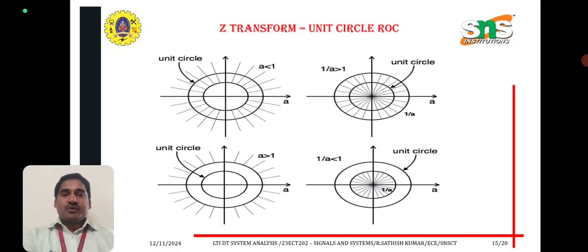This is the Z transform unit circle ROC. When A is less than 1, the outside of the circle, greater than A, is nothing but ROC. 1 divided by A greater than ROC means 1 divided by A; the first circle represents A, the second circle represents 1 minus A, and inside the circle is nothing but ROC. A greater than 1 means outside the circle is nothing but ROC. Therefore 1 divided by A less than 1 means inside of the inner circle is the ROC.